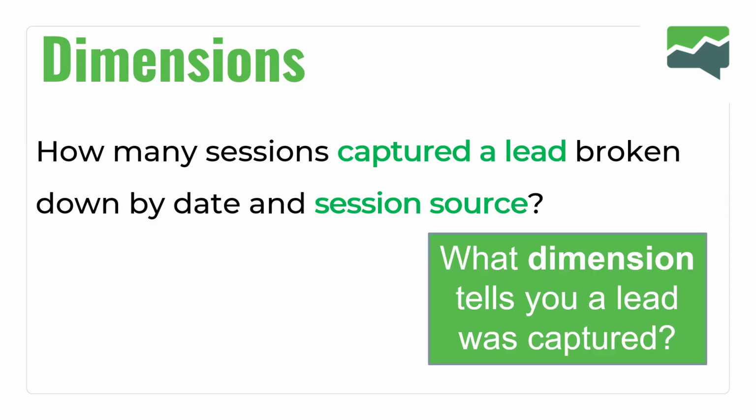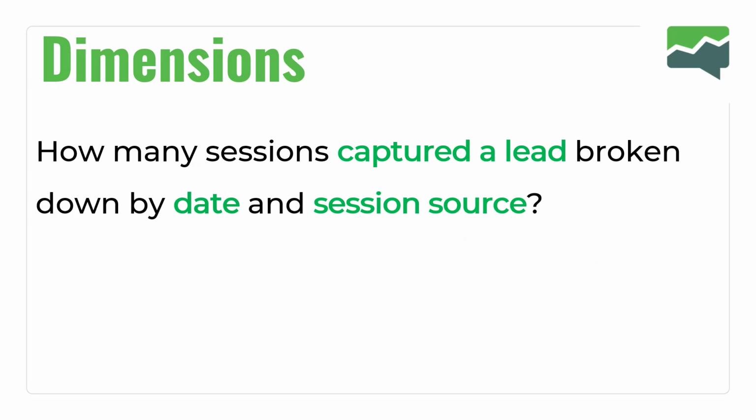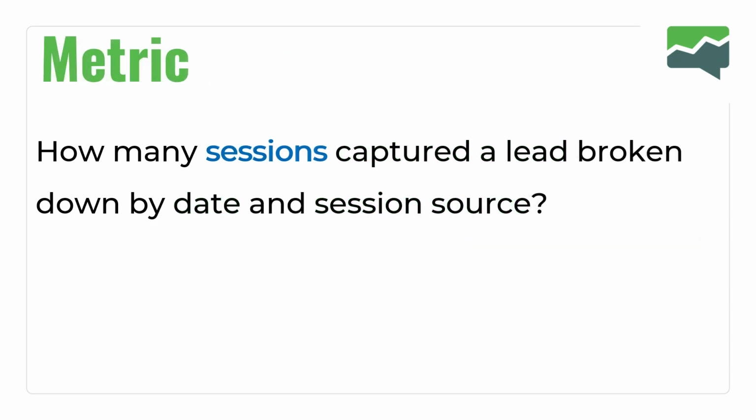So think about that for a second. Well, in this case, the dimension that'll tell you that is event name. And what you need to do is narrow down to a specific event, but the dimension you need is event name. So now, the three dimensions you need to answer this question are date, session source, and event name. Yes, we're going to filter it down to a specific event, but that's really what you need. Now, let's talk about what metrics you need. How many sessions captured a lead broken down by date and session source? The metric here is sessions.